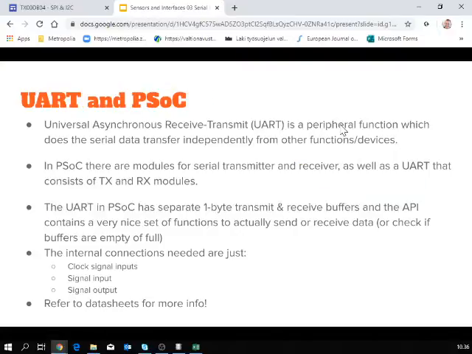Where is the beef? Okay, the universal asynchronous receive transmit circuit is a bidirectional asynchronous module, and there is some theory about it. I don't think there is anything big here. Refer to the datasheet for more information.